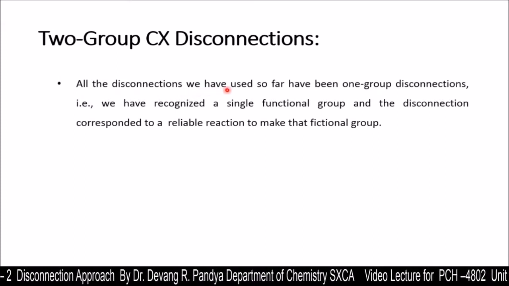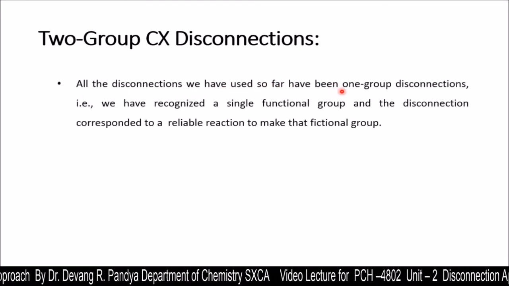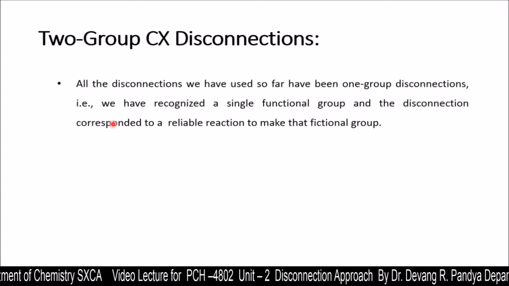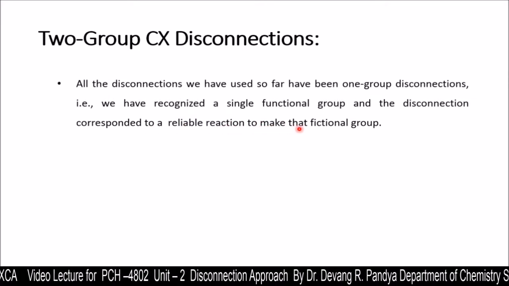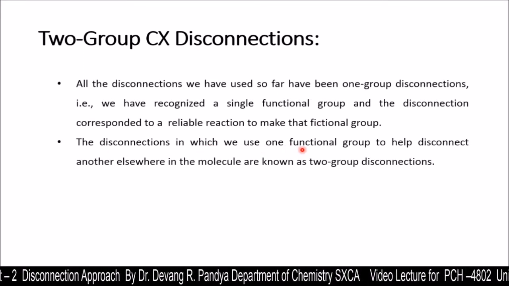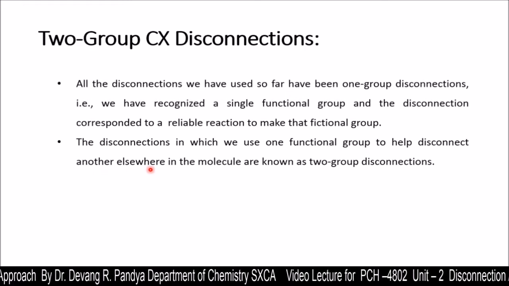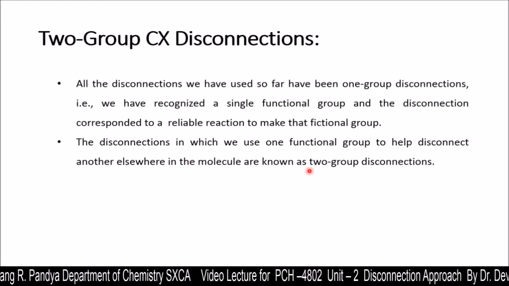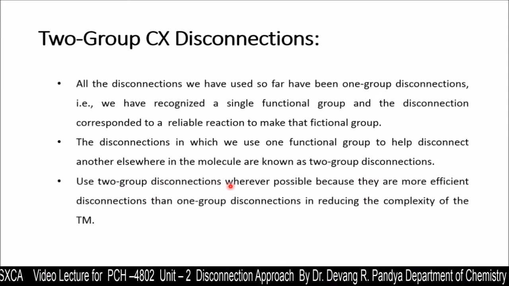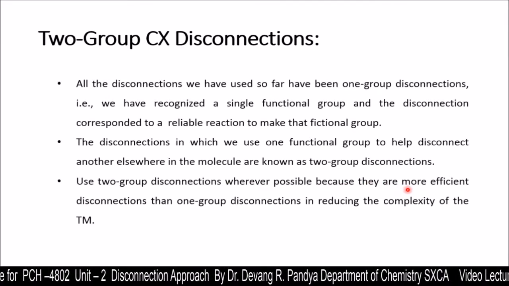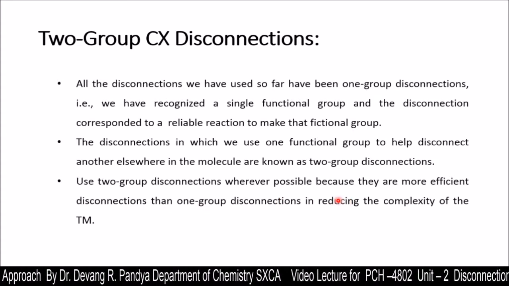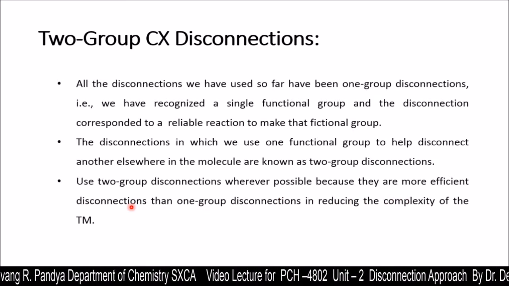All the disconnections we have used so far have been one-group disconnections. We have recognized a single functional group, and the disconnection corresponds to a reliable reaction to make the functional group. The disconnections in which we use one functional group to help disconnect another elsewhere in the molecule are known as two-group disconnections. Use two-group disconnections wherever possible because they are more efficient than one-group disconnections in reducing the complexity of the target molecule.